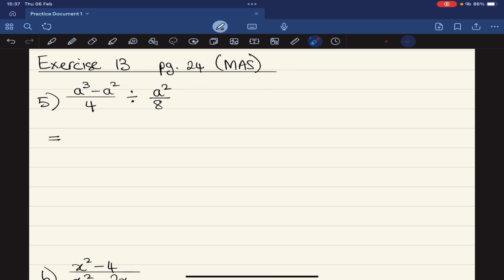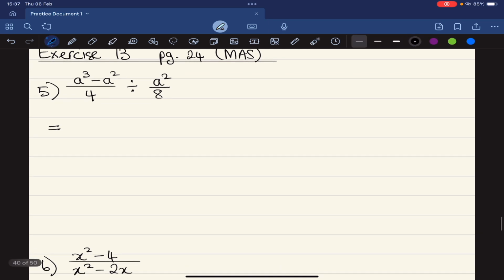And we're going to use tip and times. So what we're going to do is we'll just rewrite the first fraction. And we are going to multiply now, but with a reciprocal of the second fraction. So that's the tip and times.